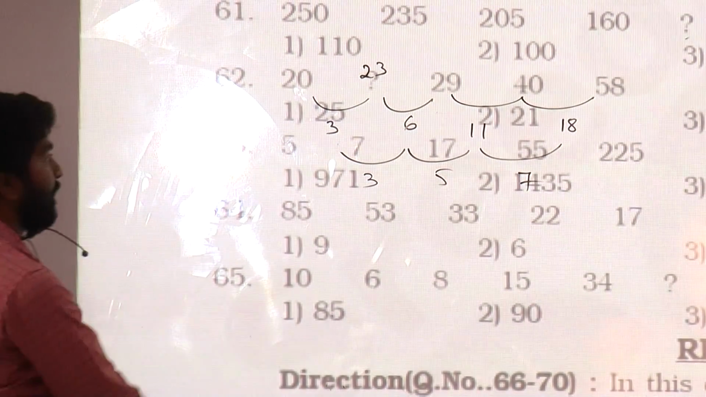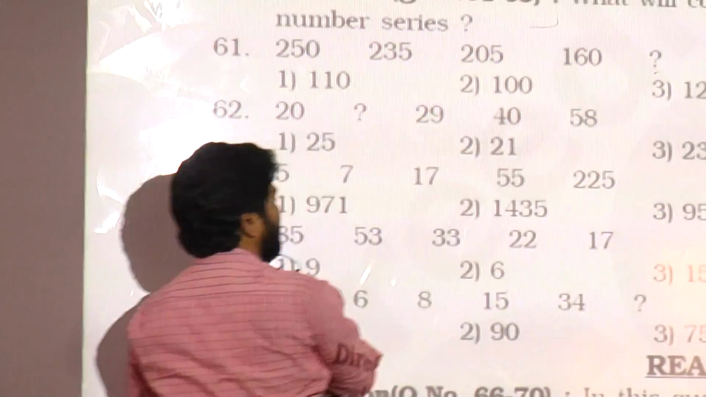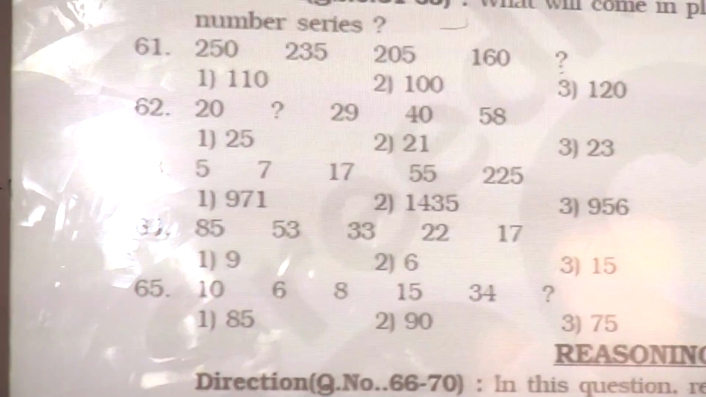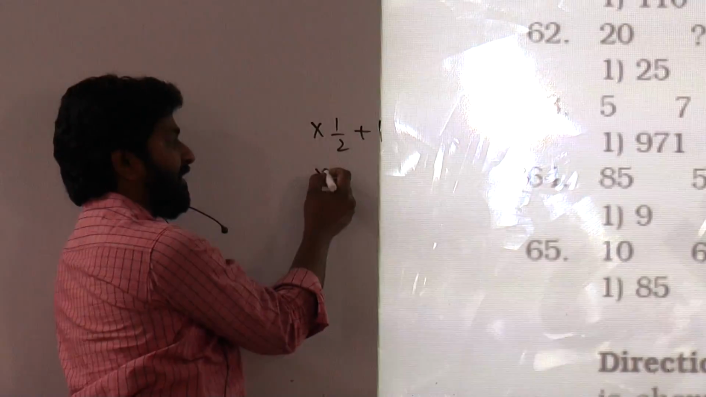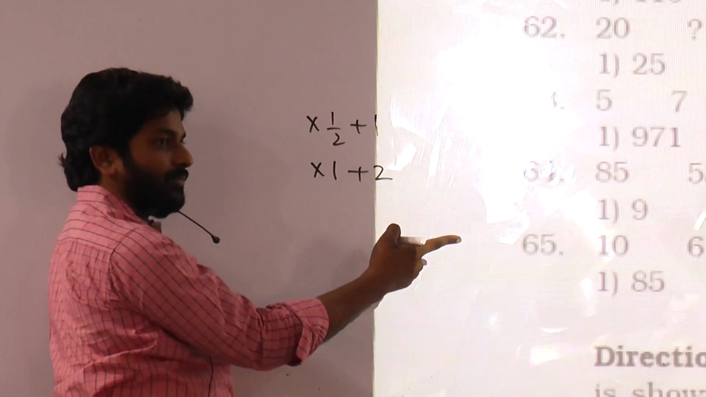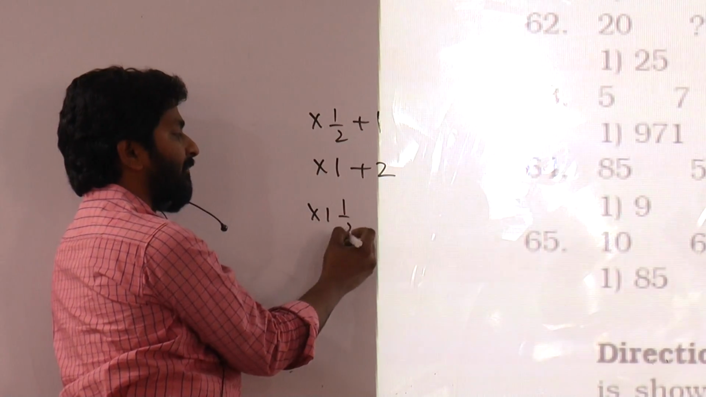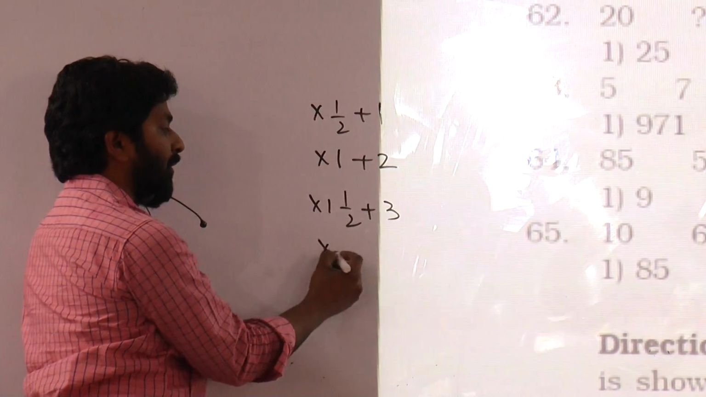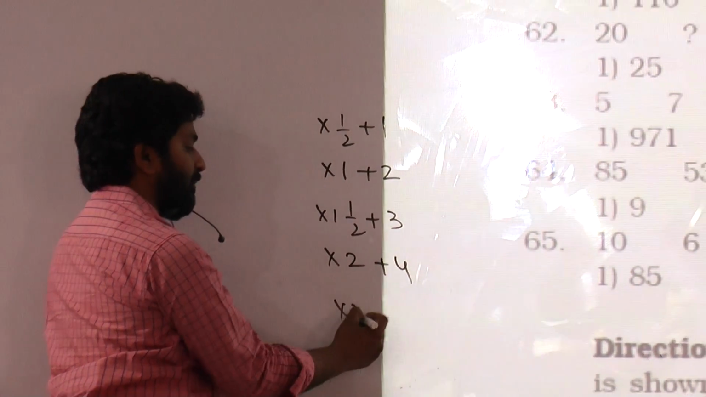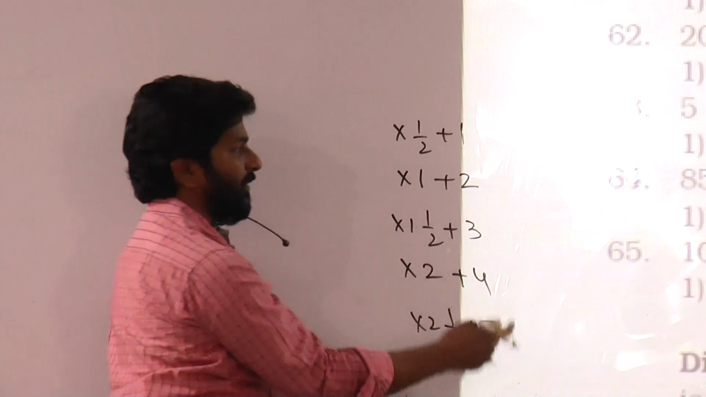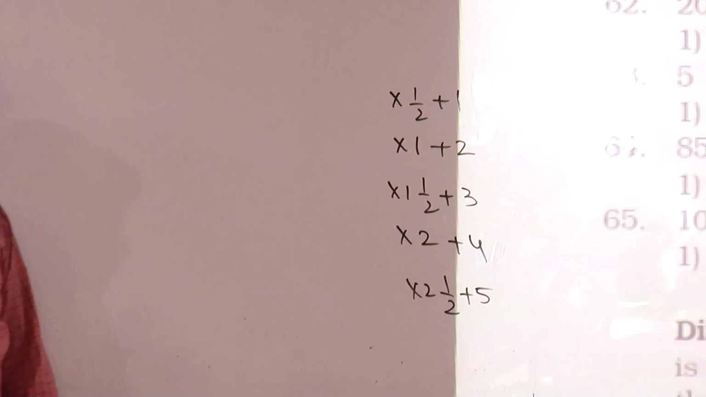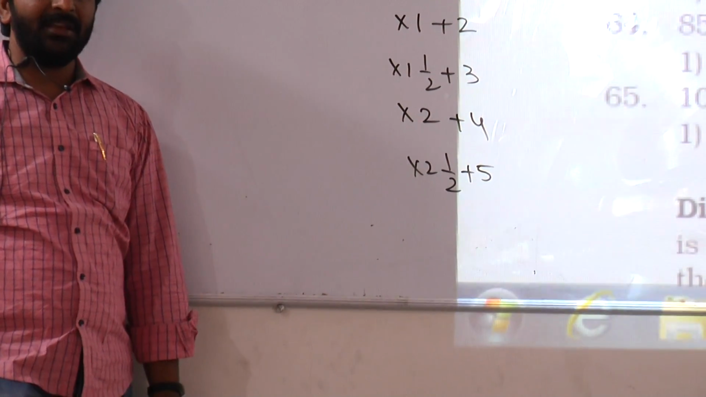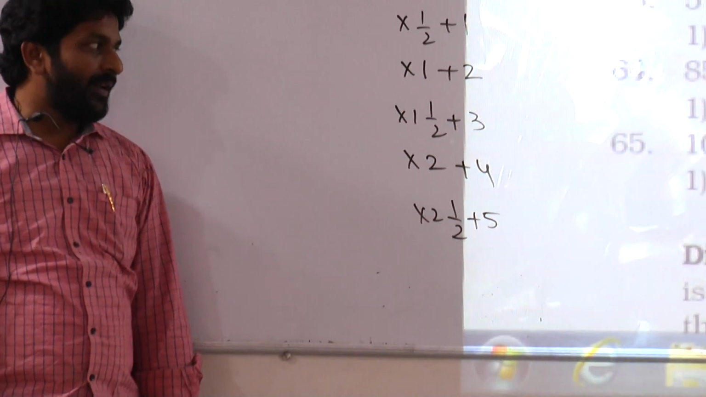65, come in. Into half plus 1. 10 into half, 5, plus 1. 6 into 1 plus 2. 8. 8 into 1 and a half plus 3. 8 times 1 and a half is 12. 12 plus 3, 15 into 2 plus 4. The next number would be into 2 and a half plus 5. 34 times 2 and a half. 34 times 2 is 68. Half of 34 is 17, which is 85, plus 5, 90.